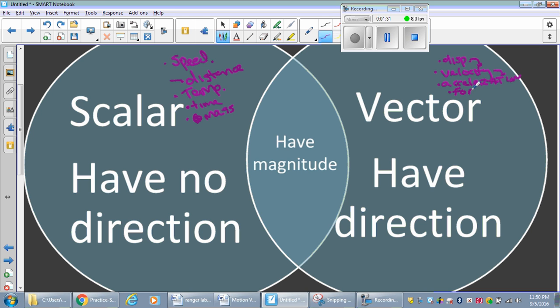Force, it really does matter what direction the force is being applied, right? Because you can cancel out a force with the force going the other direction, or at least balance it. Let's see, can we think of some other ones? Well, we'll add a bunch as we go on throughout the year.